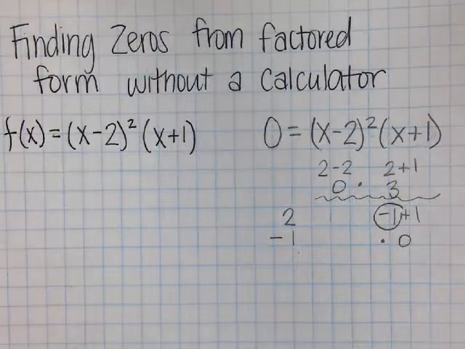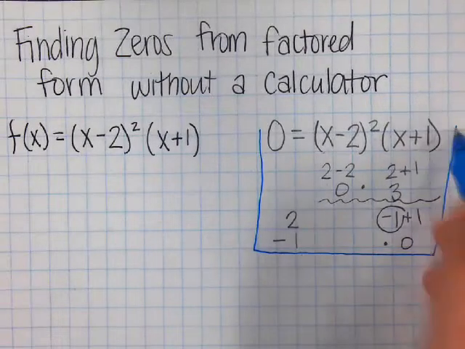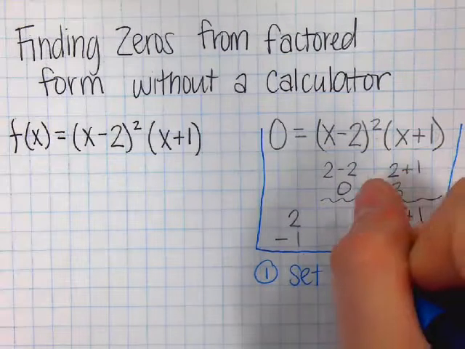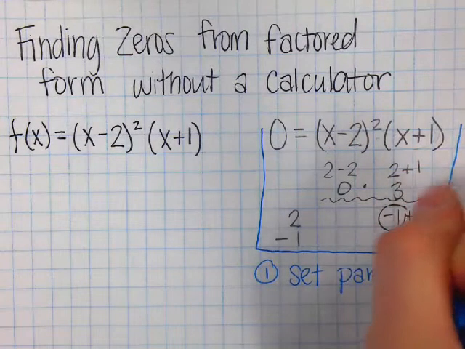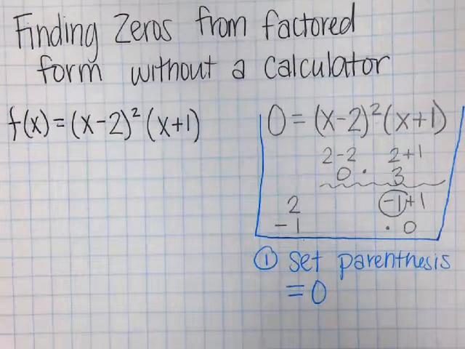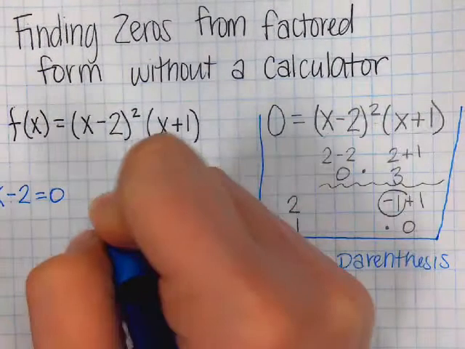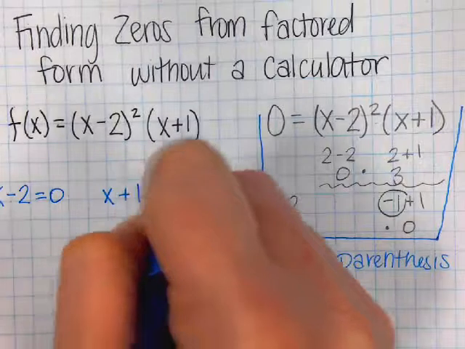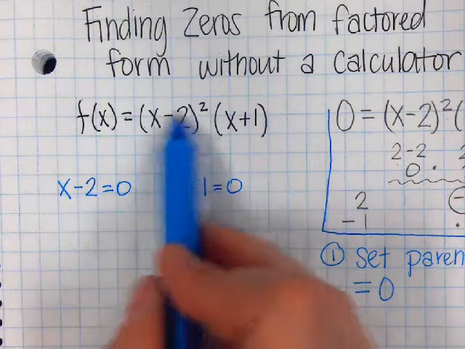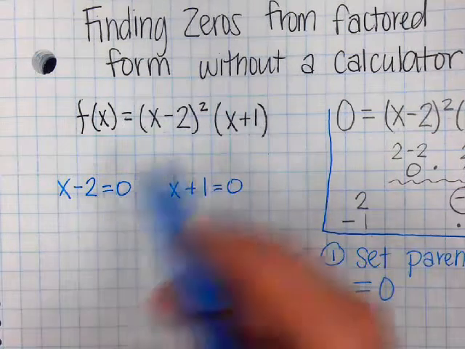Okay, so if you aren't able to just look at some of these and figure out what the zeros are, you can always follow these steps. So first step, set the parentheses equal to 0, and set all of them equal to 0. So I'm going to set this first one, x minus 2 equals 0, x plus 1 equals 0. Because remember, I'm trying to find what number I can plug in to make this parentheses equal 0, because 0 times anything, it doesn't matter, would give you 0.